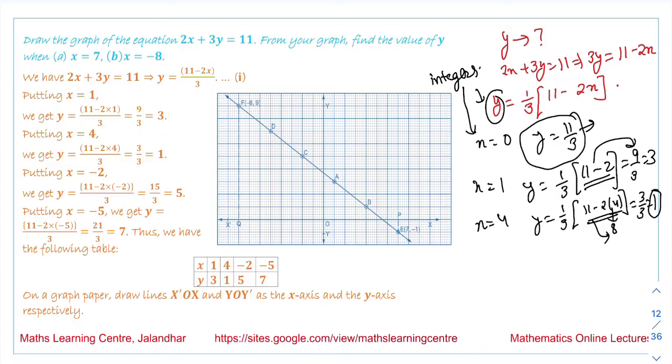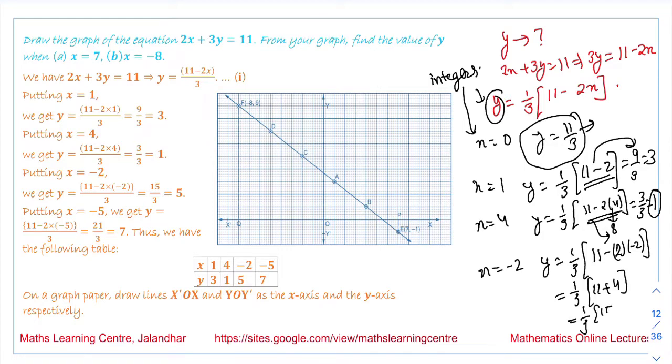And next value, suppose we substitute x is equal to minus 2. The y we are getting is 1 by 3 into (11 minus 2 into minus 2), so it is 1 by 3 into (11 plus 4), so it is 1 by 3 into 15, that is equal to 5. So the points we now have to draw are (1, 3), (4, 1) and (minus 2, 5). We have plotted the graph over here and shown where these points will lie. So these points are lying over here.